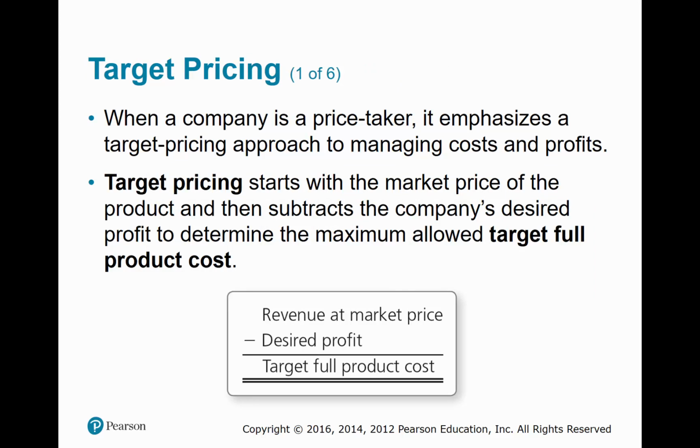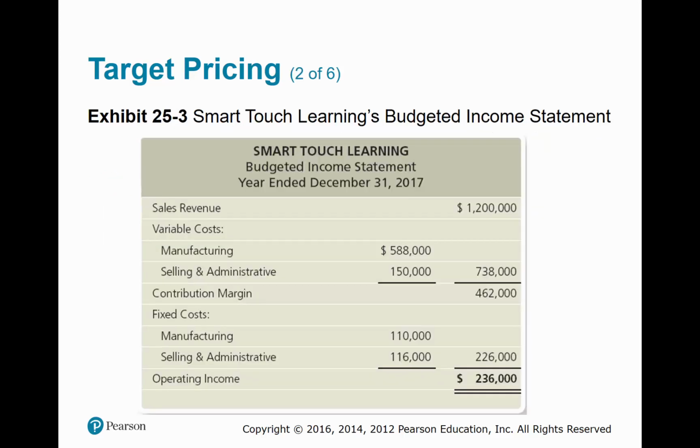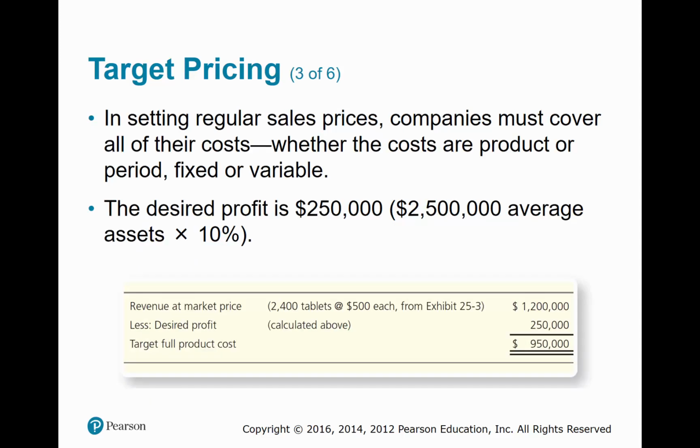So when we do target pricing, what we're saying is our revenue minus desired profit is our target cost. So here's our budgeted income statement. We know that we need a revenue of $1,200,000. Well, then that's going to drive, because we're going to go, what's our volume going to be, right? And we multiply that by our target price. So when we set our prices, we have to cover all of our costs and make some sort of desired profit, right? So if our desired profit is $250,000, then that helps us set our target price.